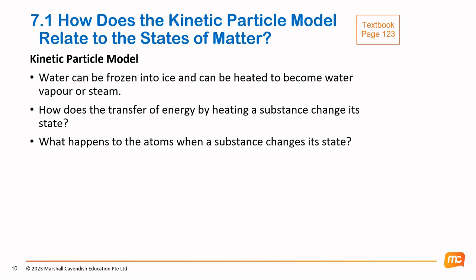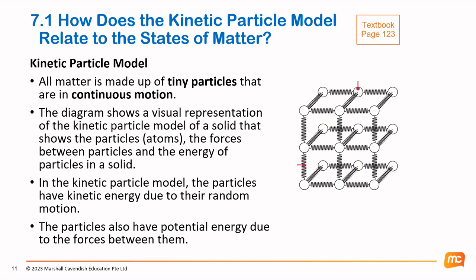And what happens to the particles, either the atoms or the molecules, when a substance changes state? This is the kinetic particle model. We're going to try and use this to explain what we observe. So, what is the kinetic particle model stating? It states that all matter is made up of tiny particles that are in continuous motion.